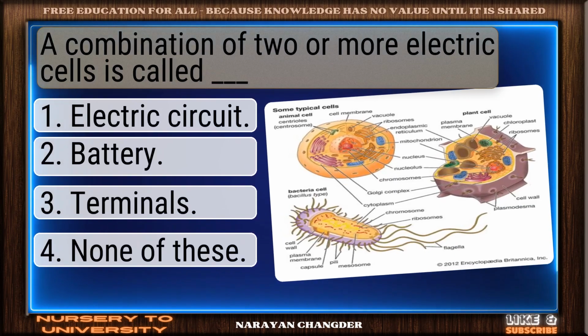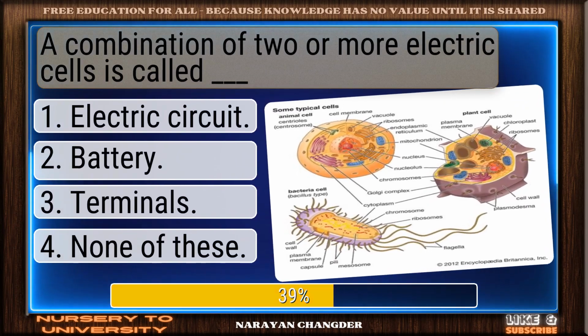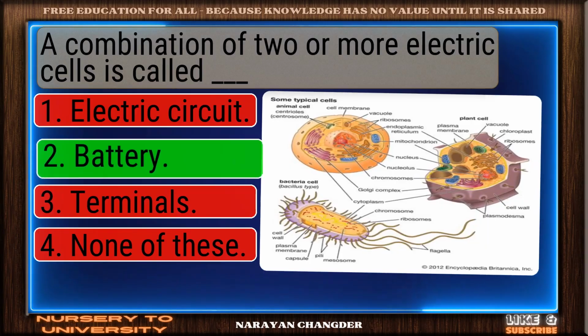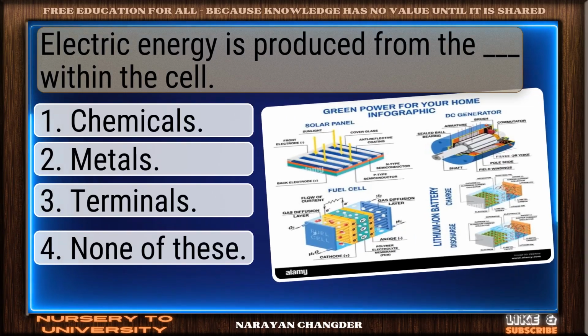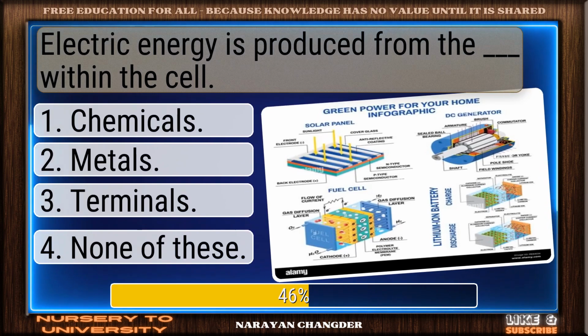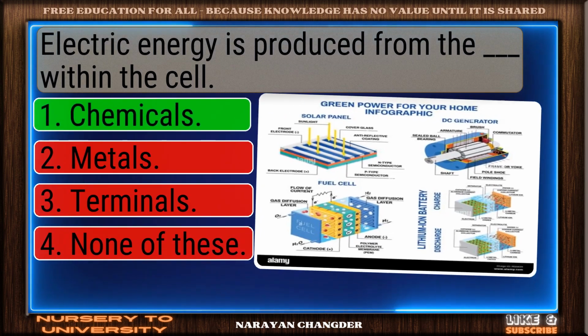A combination of two or more electric cells is called dash. Smart pick. Battery is the correct choice. Electric energy is produced from the dash within the cell. Well-reasoned. Chemicals is the correct choice.